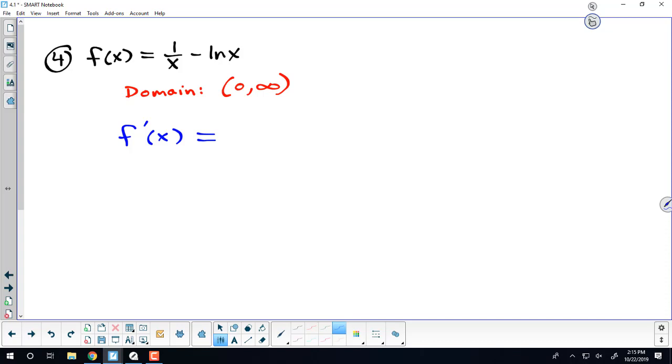Say that again, sorry. -1 minus 1 over x. Is that what you said, Allison? Yeah, what do y'all think? Right, so you gotta think of quotient rule on the 1 over x, or if we looked at it as x to the -1, it would be -1 times x to the -2.